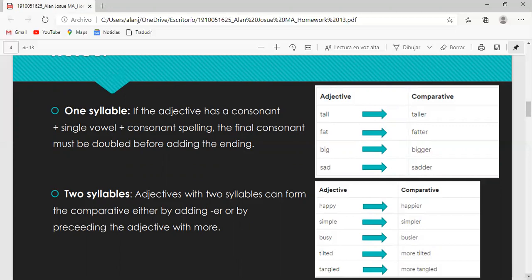For two syllables, an adjective with two syllables can form the comparative either by adding "-er" or by preceding the adjective with more. For example, adjective happy, comparative happier; simple, simpler; busy, busier.